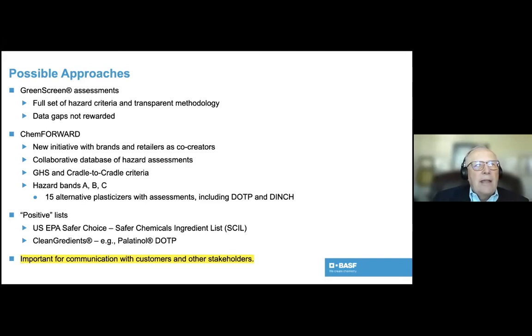And the last point in here, which I think is the most important one that I've highlighted, is the question of why do we do this? Internally at BASF, we have a large team of toxicologists. I have a colleague who's a toxicologist that works in our business in Europe, who I can pick up the phone and talk to anytime I want to. But we have to communicate with our customers and also with other stakeholders.